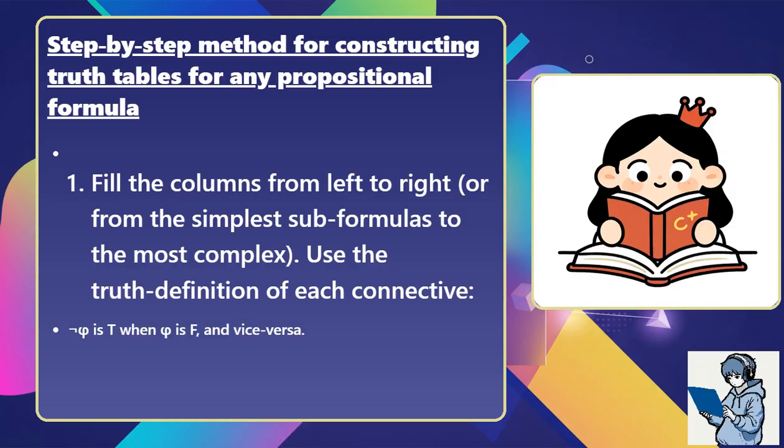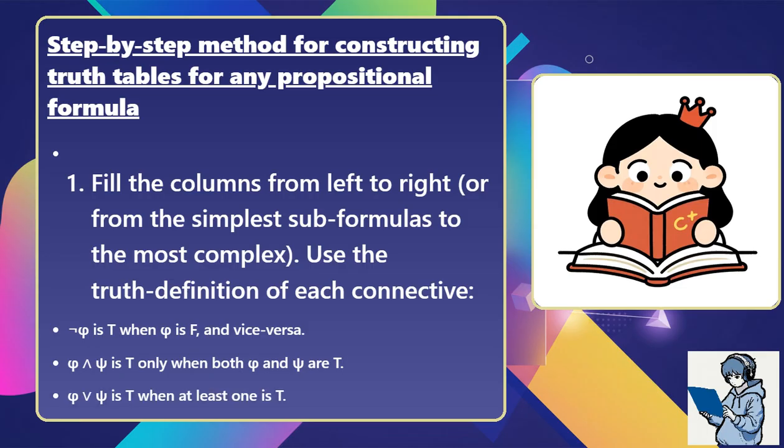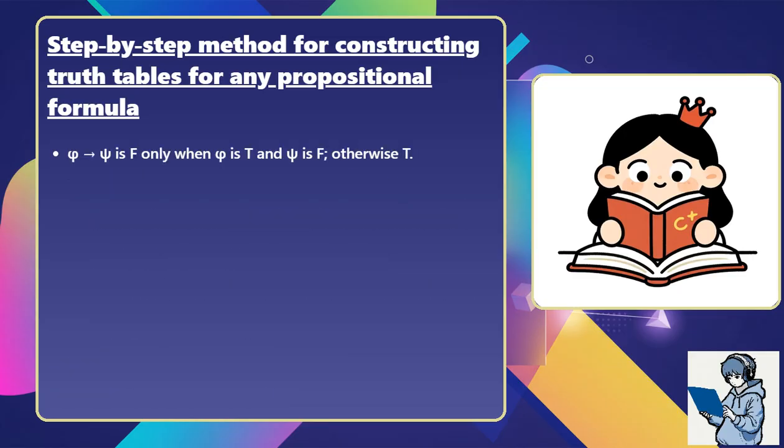Not phi is true when phi is false and vice versa. Phi and psi is true only when both phi and psi are true. Phi or psi is true when at least one is true. Phi implies psi is false only when phi is true and psi is false, otherwise it is true. Phi if and only if psi is true when phi and psi match, both true or both false.